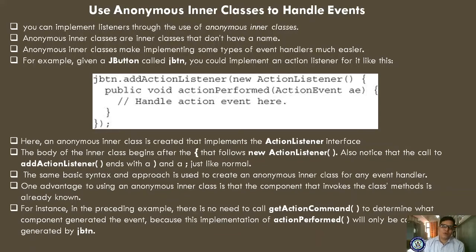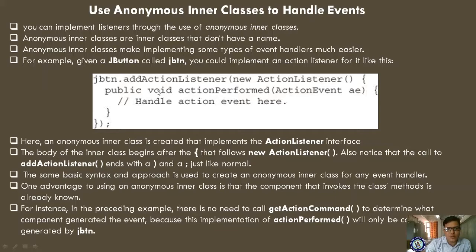For example, given a JButton called jButton, you could implement an action listener like this. If you want to implement events for a button, the name of the button object is jButton. You can implement the action listener like this. Please observe here, jButton.addActionListener. You are adding the action listener within that, new ActionListener. You are creating that action listener. Please observe here, the bracket is opened here and it is closing here. Within this, you are implementing that action listener.